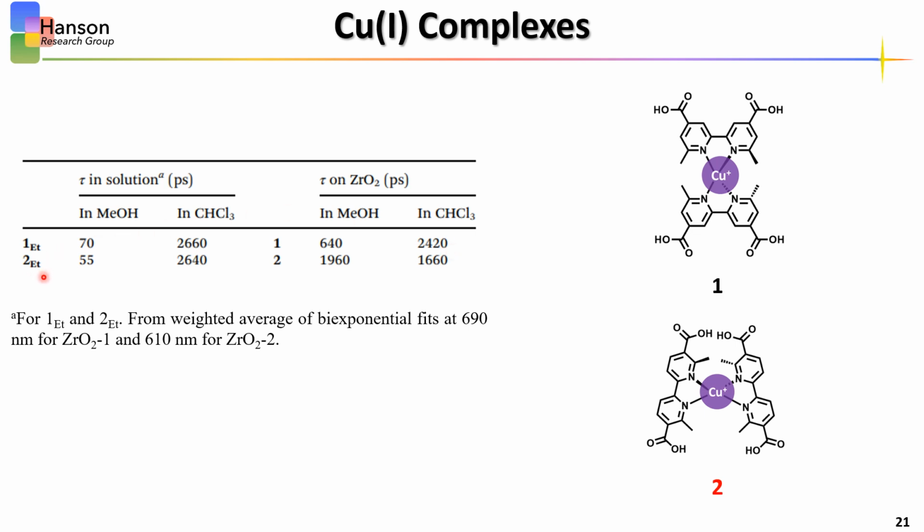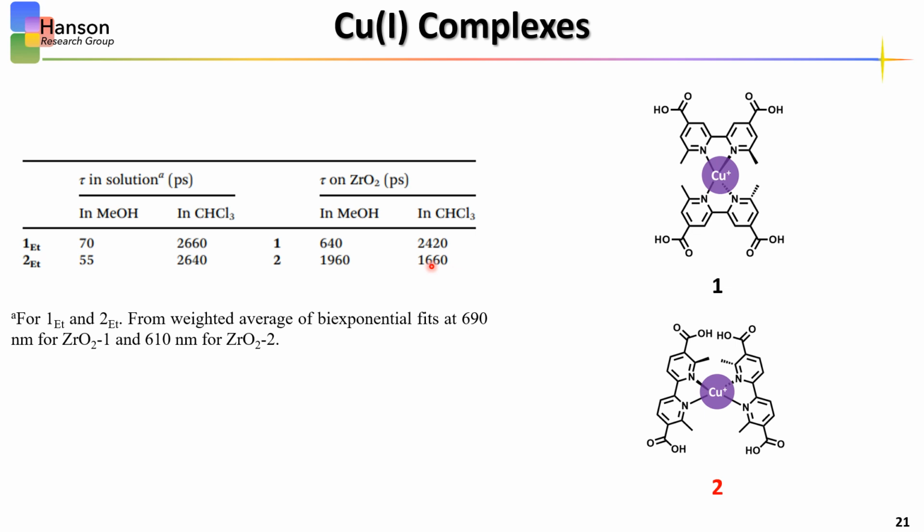And when both of them bind the surface, in solution, in methanol the lifetime is about 55 picoseconds, and then in chloroform it goes up to 2640 picoseconds. But when it's binding the surface, both in methanol and chloroform, the lifetime is similar. In methanol it's about 1960 picoseconds, and in chloroform it's 1660 picoseconds.